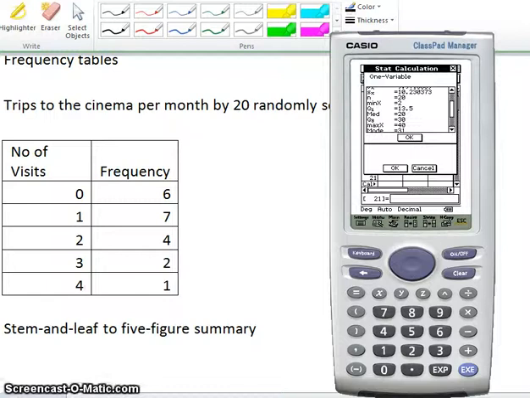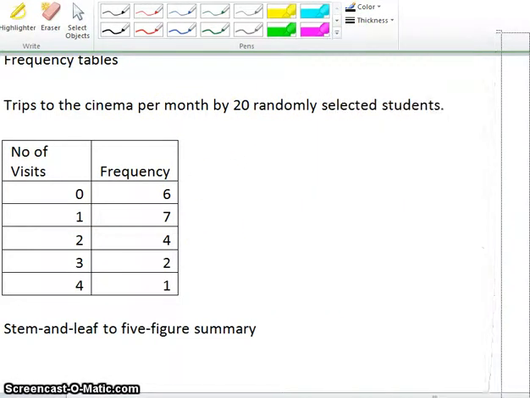Okay, the last thing we'll do is the 5-figure summary, but this time we're going to do it on a frequency table. Now remember, this frequency table is kind of like a shorthand way of representing a set of data, and this data here is trips to the cinema per month by 20 randomly selected students. It's hard to get your head around what frequency tables actually are saying, so I'll go through it quickly.